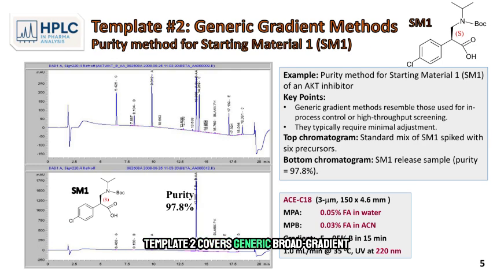Template 2 covers generic broad gradient methods, typically used for starting materials or in-process controls. These methods require minimal adjustment. For example, using an ACE C18 column and a 15-minute gradient from 5 to 95% organic phase, we achieved a purity result of 97.8% for a starting material. The top chromatogram shows a standard mix spiked with precursors, while the bottom shows the actual release sample.